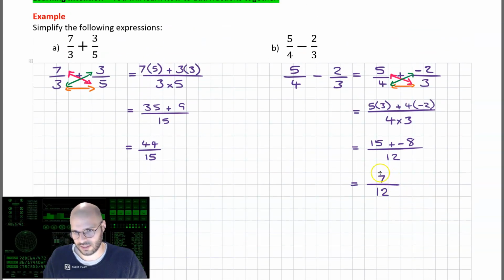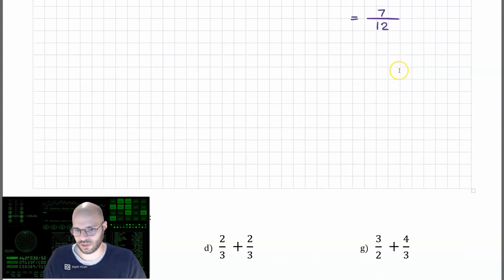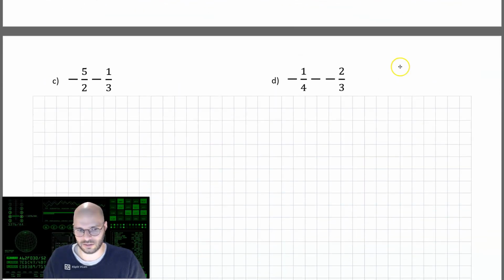So what we've got is the addition of 5 over 4 plus negative 2 over 3, or 5 over 4 take 2 over 3. So we have implicitly learned how to do fractional subtraction by just following the addition algorithm. Alright, let's go one degree of complexity higher.